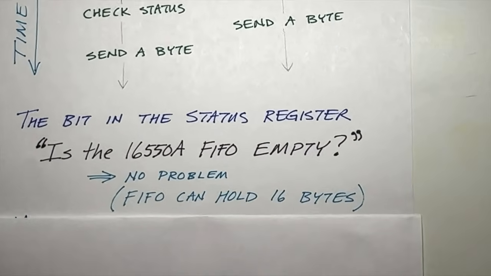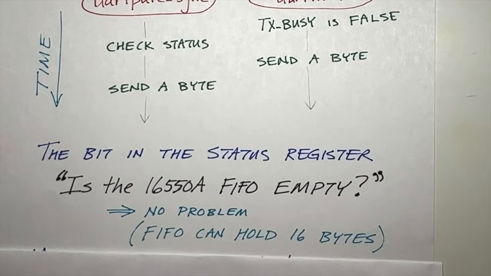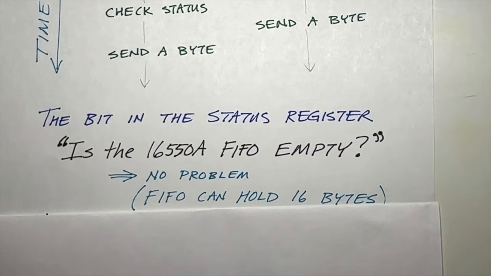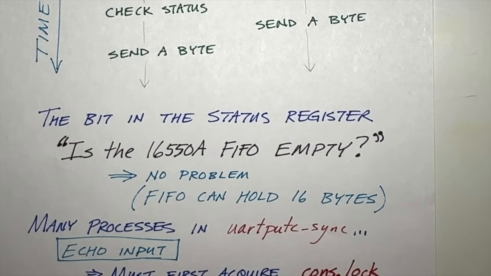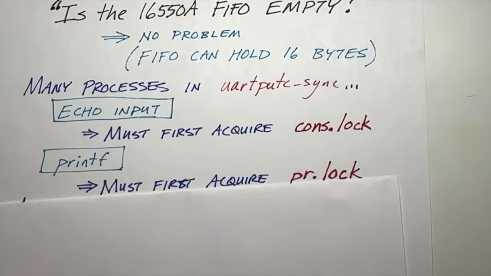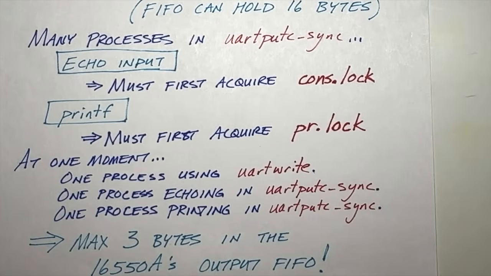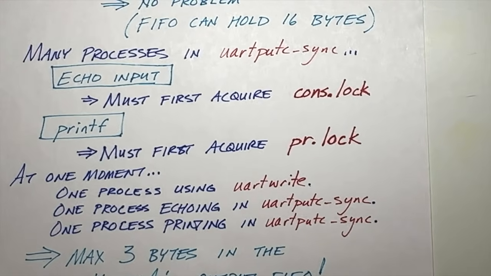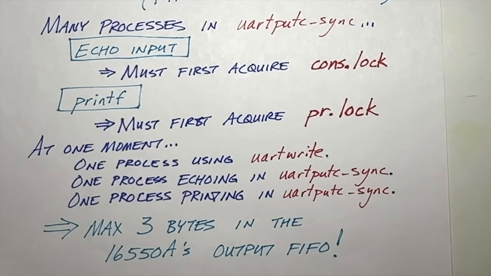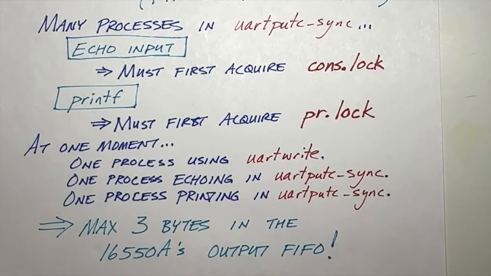So even if UART write snuck in and wrote a byte before UART putC sync could write its byte, there's still a lot of room left in the FIFO queue, so both characters will go in and nothing would be lost. Now, what if you had several processes all executing UART putC sync simultaneously? Couldn't they all check the status bit at the same time and all find that it's okay to proceed, and then all write bytes to the UART at once, overwhelming its internal FIFO queue?